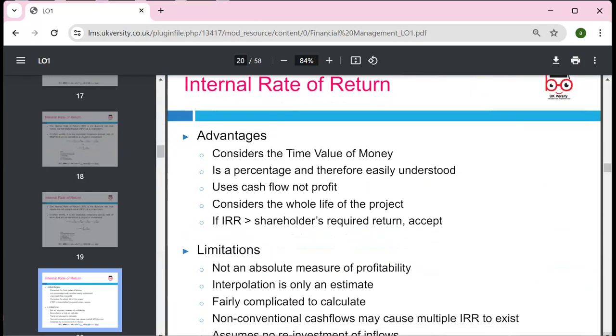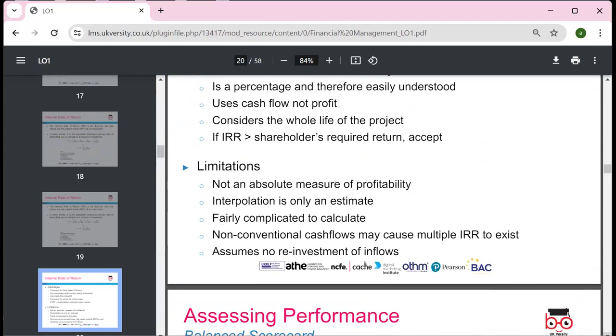Okay, the advantages of internal rate of return: it considers the time value of money, is a percentage that is easy to understand, uses cash flows, not profit, and considers the whole life of the project. If the IRR is greater than the shareholders' required rate of return, accept. The limitations: it is not an absolute measure of profitability, interpolation is only an estimate and fairly complicated to calculate, and with non-conventional cash flows multiple IRRs may exist, and no reinvestment can be assumed.